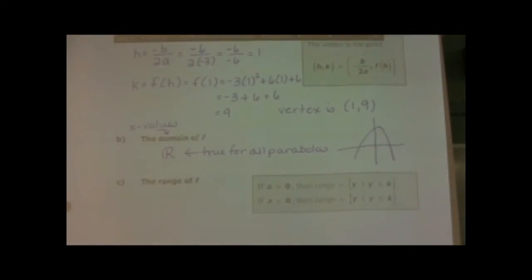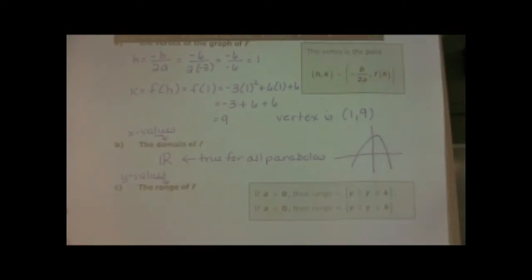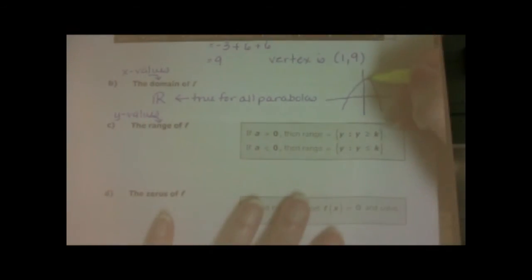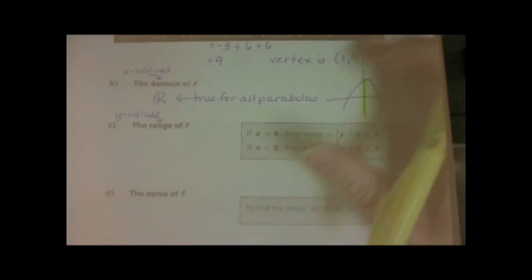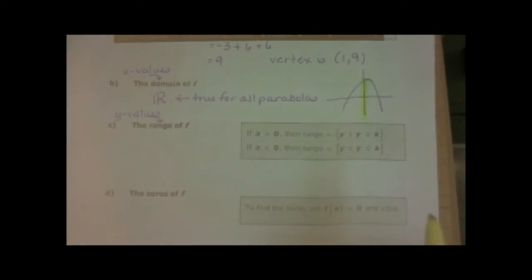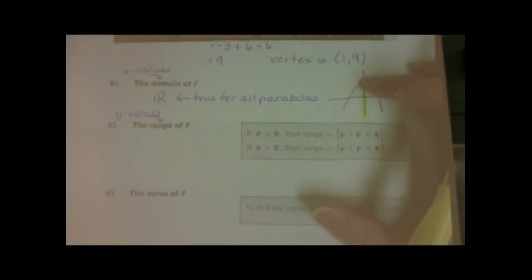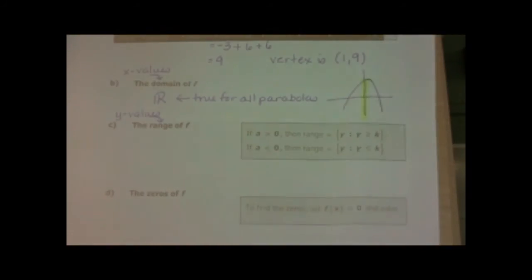All right? Now the range is the Y values. The range is not all real numbers. And the reason why is because if you look at our parabola, and I tried to make this one like our example here, it covers the Y values from here down. There is no graph at these higher Y values. So the range is from this highest point down to negative infinity.